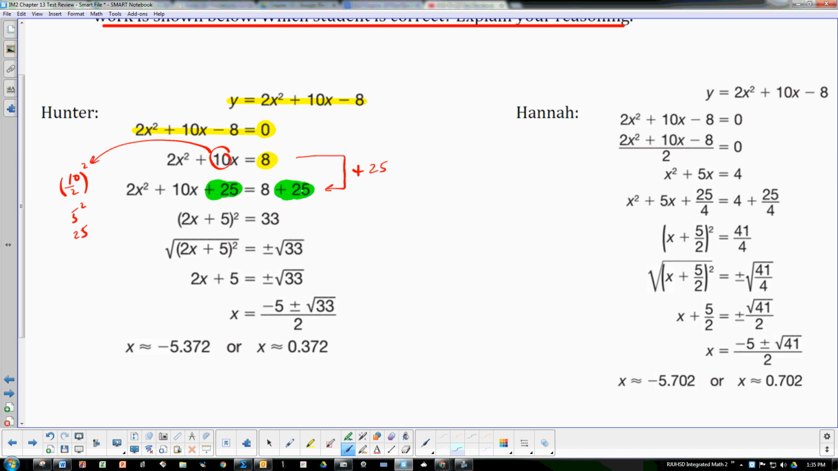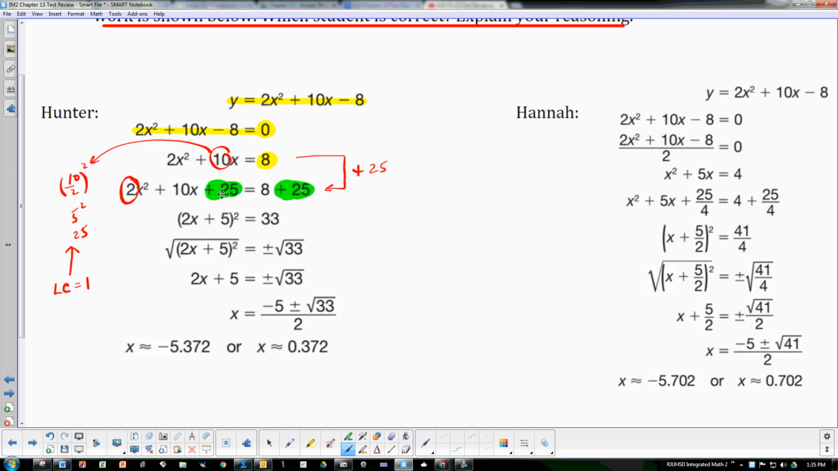The only problem is you may only use this strategy on completing the square if the leading coefficient is equal to 1. Well, look, this leading coefficient here is not equal to 1. So Hunter would have had to divide by 2 and then start completing the square. So this is where he went wrong. He forgot to divide by 2 before completing the square.